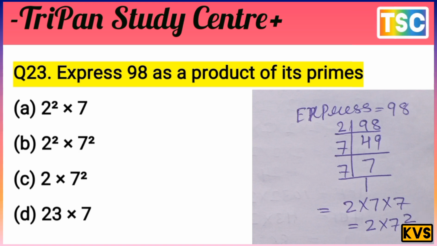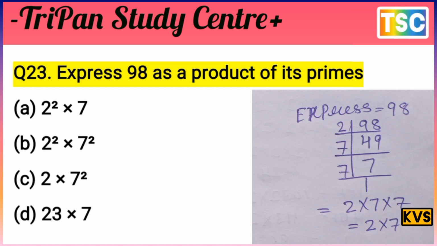Let's calculate 98. 98 is 2 into 49, and 49 is 7 into 7. It means 2 into 7 into 7, so the option is C. Option C is correct: 2 into 7 power 2. That is the correct answer.